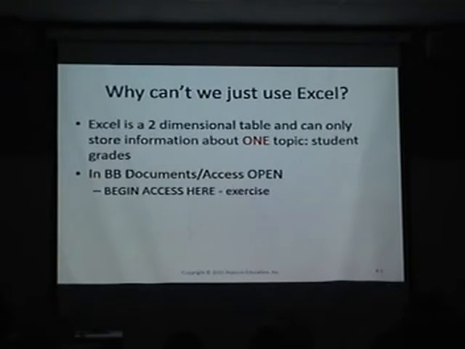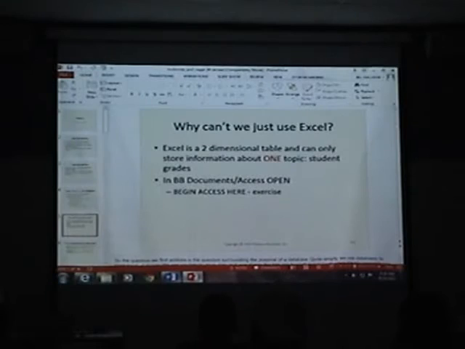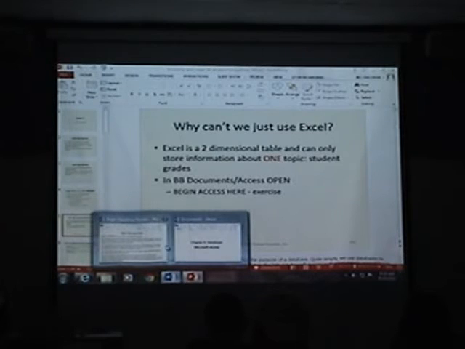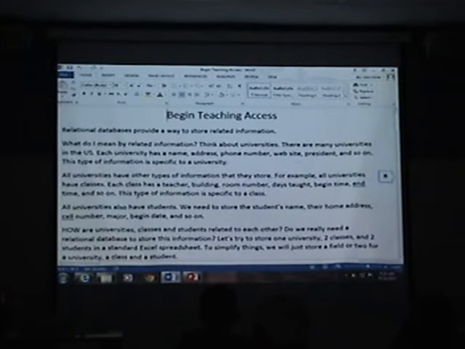So Excel is just a two-dimensional table. It's got the column headings, right? And then each row represents a student. You know, there's a student and their grades. So what I did was create a separate document, and it's also in the Documents folder, way down at the bottom where it says Access. And I'm not going to go through all of this again, but relational databases are a way to store lots of information that has different themes, right? And I already mentioned the university example.